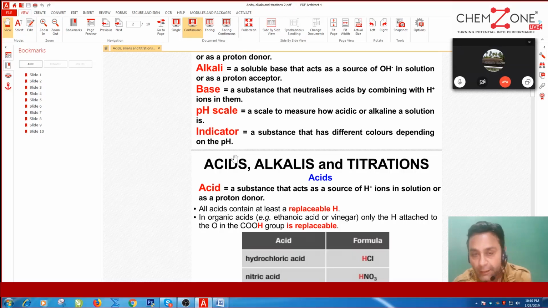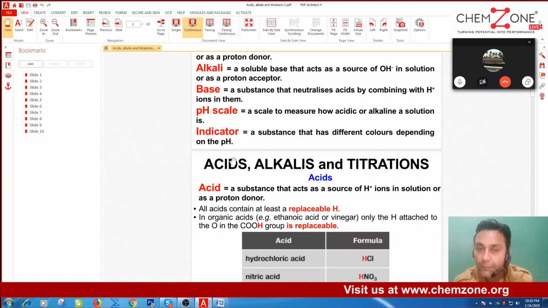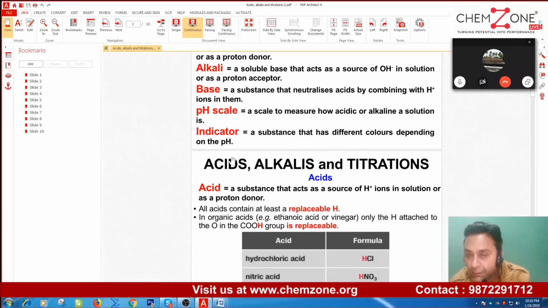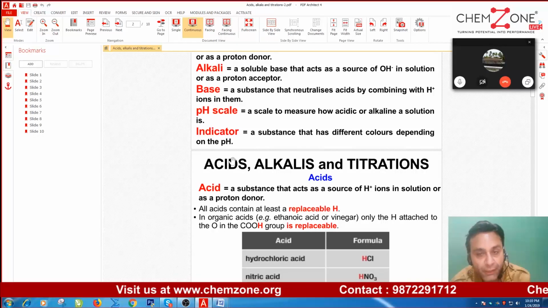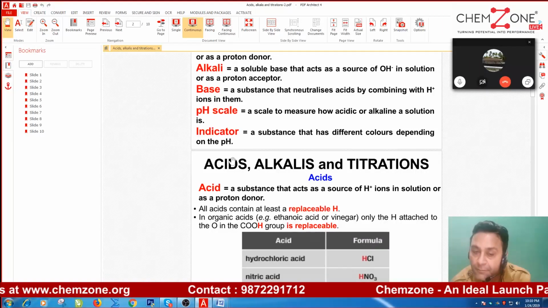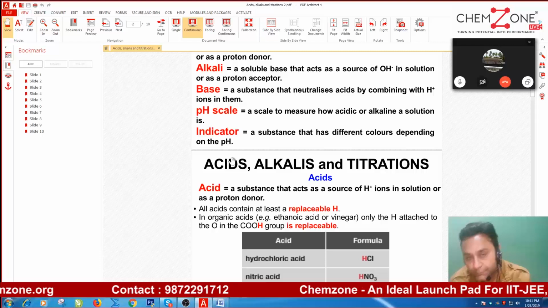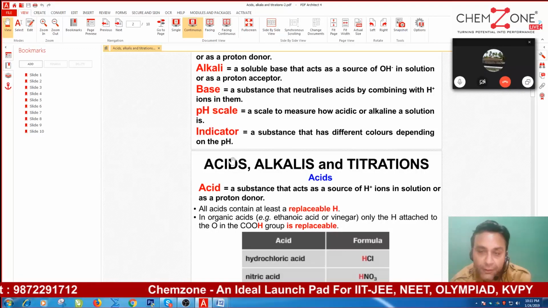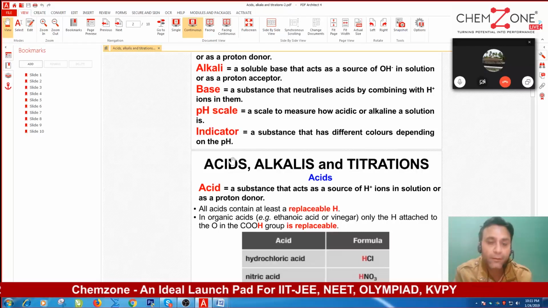See, alkali and base both are soluble. Right, but alkali is a source of OH ions, and it can be a proton acceptor also. But a base is a substance which neutralizes the acid by combining with the H positive ions in them. But doesn't alkali do that too? Yeah, it's the same thing basically. Alkali and base are basically the same thing. Okay.